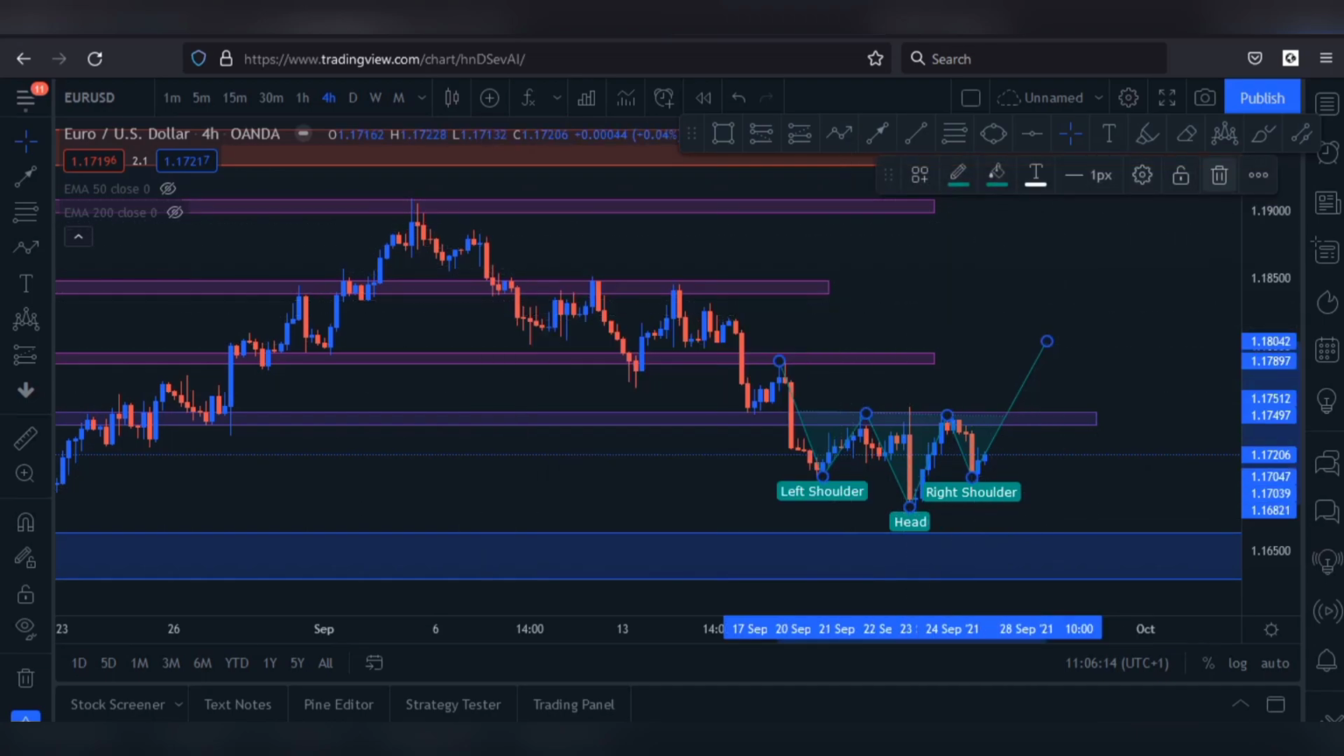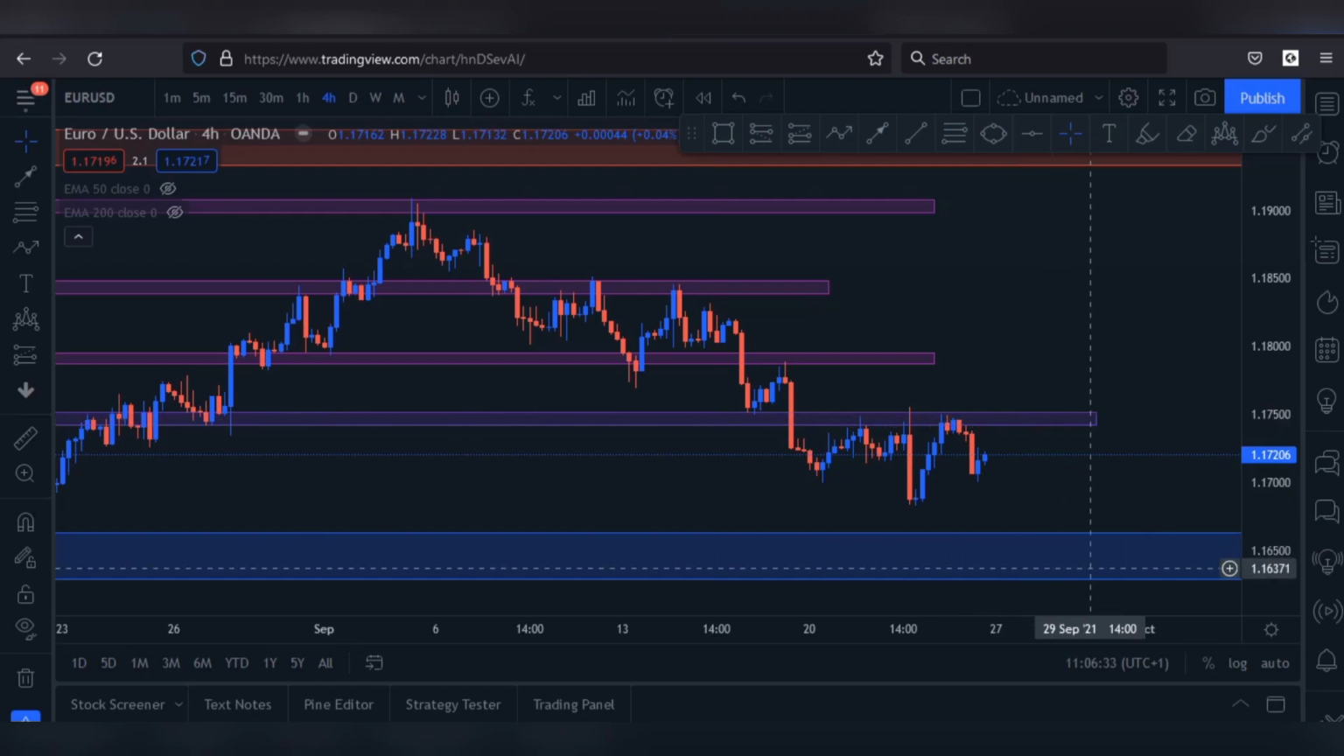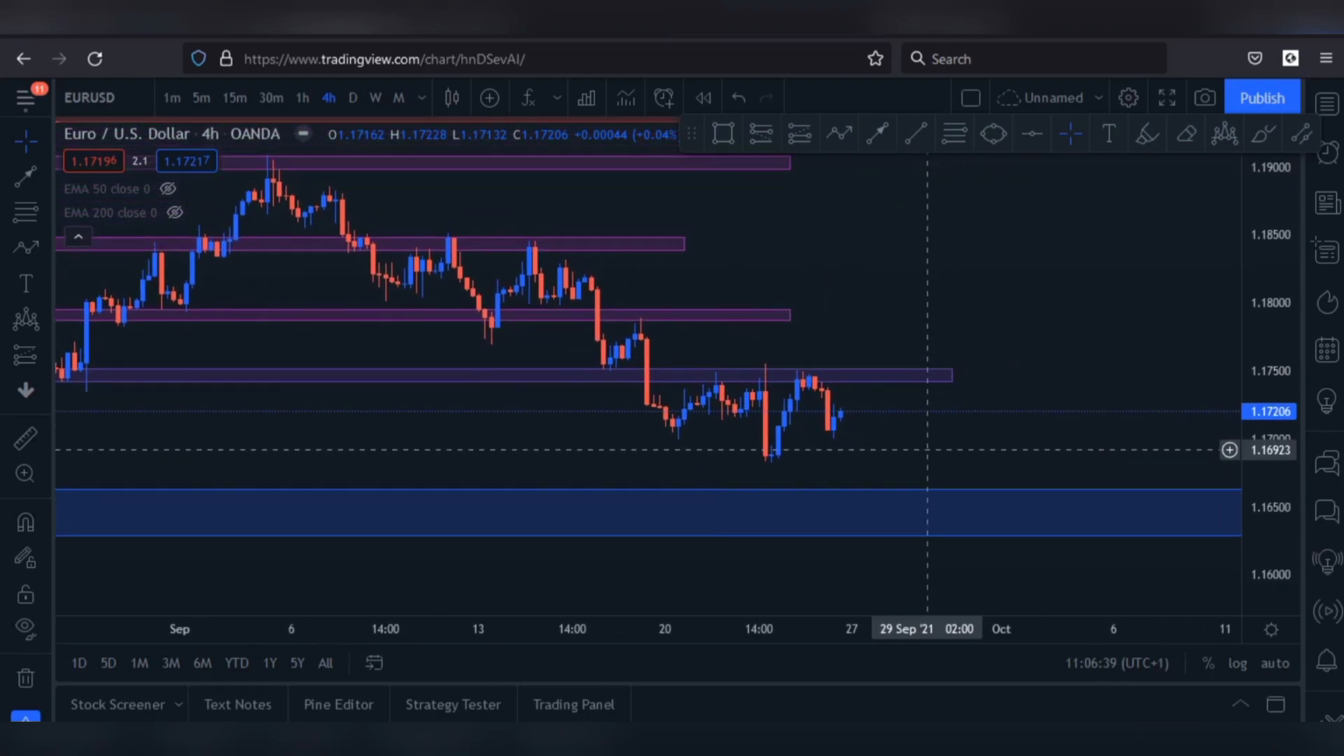So I would say wait for price to get to this level and see how price reacts. If price breaks all the way up to this level, then wait for a retest before entering your trades to the top. If price gets here and forms a reversal candlestick pattern, then you should be prepared to sell the market all the way down here before looking for your buy opportunities. So that's my analysis for Euro USD.